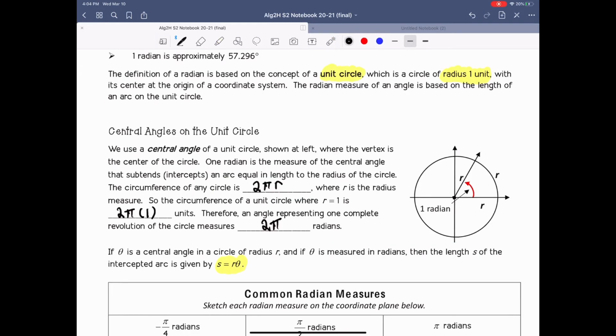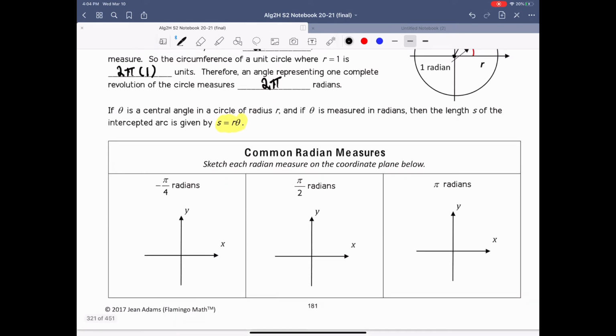Now let's talk about some common radian measures that you will be seeing during this unit. So what we're going to do is sketch each of the radian measures on the coordinate plane below. But first, let's draw some characteristics about radian measures in relation to where they lie on the coordinate plane.